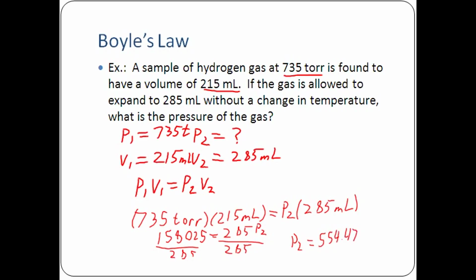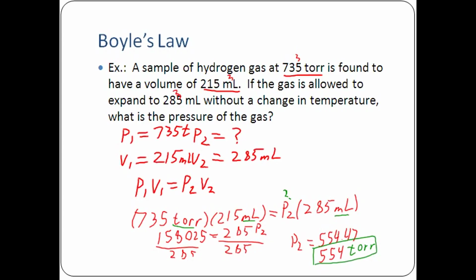554.47. Significant figure-wise, we have 3 significant figures here, 3 here, 3 here. And so as a result, our final answer will have 3. And so our answer here would be 554. What unit do we want to use? Well, the unit of pressure here is going to be the same as the unit of pressure we had before. Since we don't know this one, we have to look over here. The pressure we had over here was in torr, so our answer is going to be in torr. Notice also we made sure we had the same unit of volume on both sides, milliliters on both sides. And so our final answer for the pressure is 554 torr.